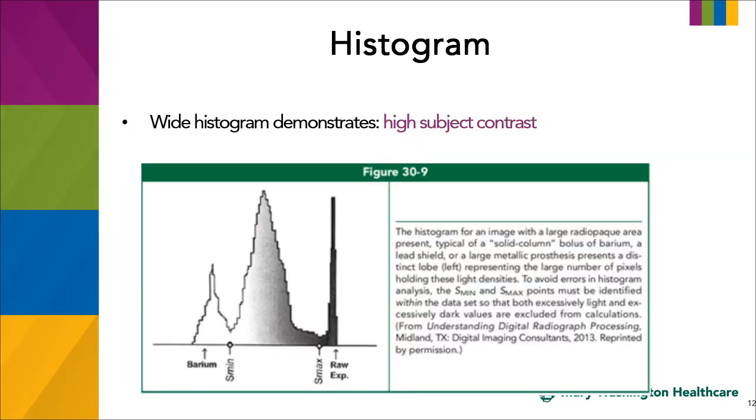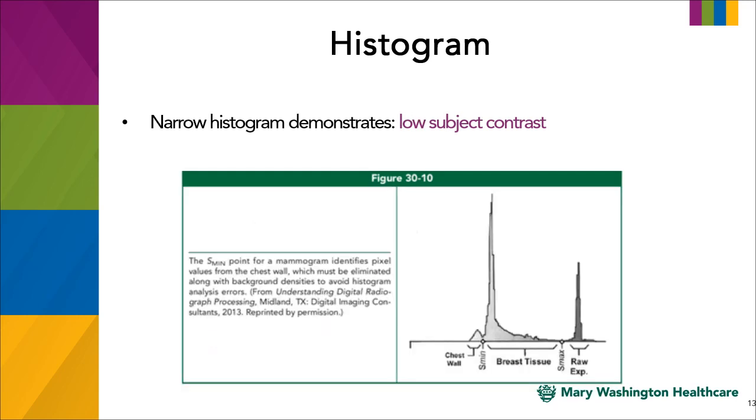A histogram, specifically a wide one, demonstrates high subject contrast. And the reason why is because it's going to include the white areas all the way to the black areas. So it's going to include all the shades of gray plus the black and the white. If you have black and white, that's high contrast. A narrow histogram demonstrates low subject contrast. The example here is a mammogram where we mostly have just gray, because the tissue is fatty for the most part. And so while we have this at the center of the histogram, we don't have the white, we don't have the black within the signal range, and so that's why it's a narrow histogram and low subject contrast.